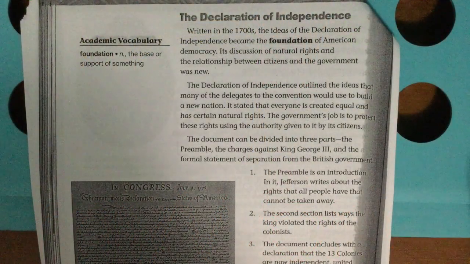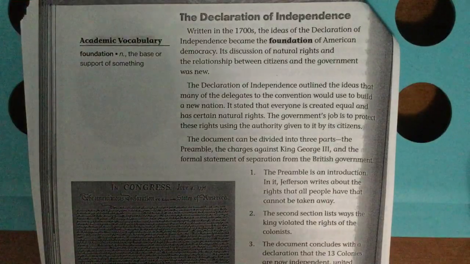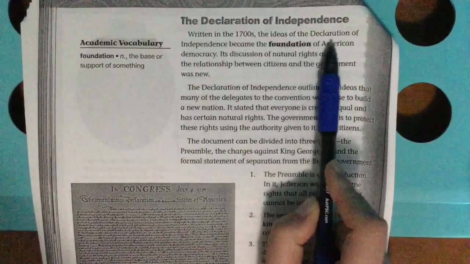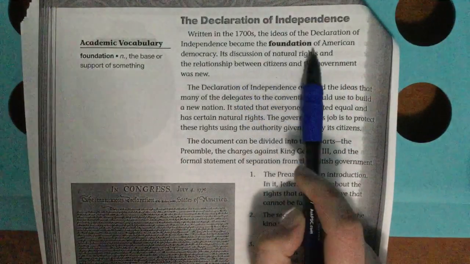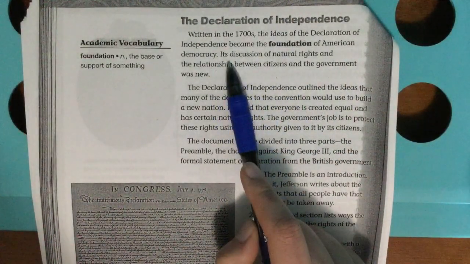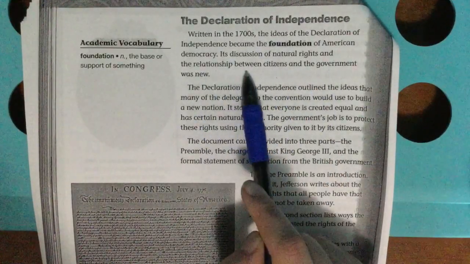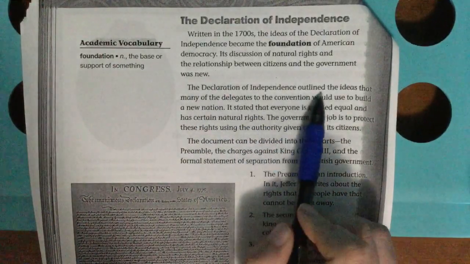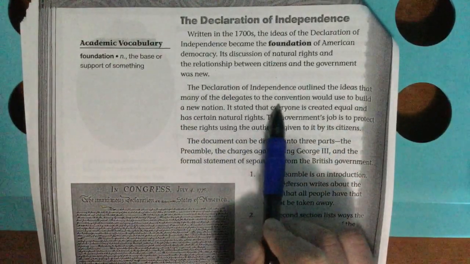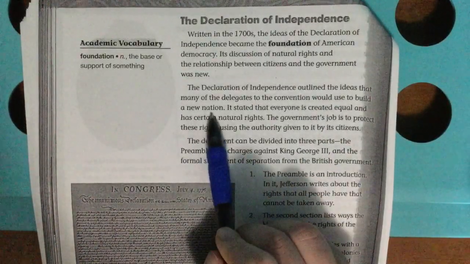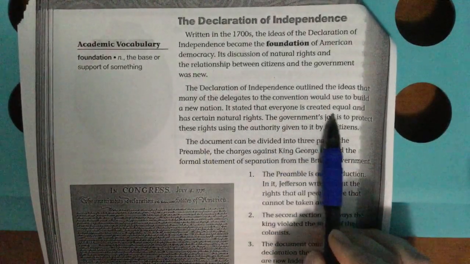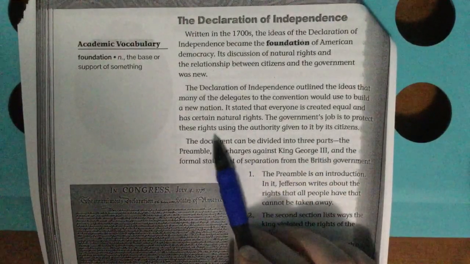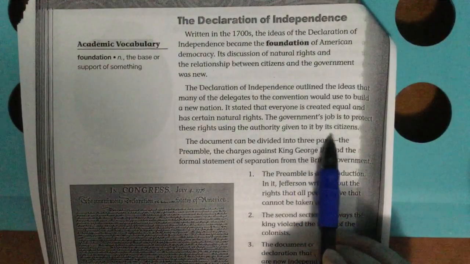Lesson 3, Part 2 is about the Declaration of Independence. It says, written in the 1700s, the ideas of the Declaration of Independence became the foundation of American democracy. Its discussion of natural rights and the relationship between citizens and the government was new. The Declaration of Independence outlined the ideas that many of the delegates to the convention would use to build a new nation. It stated that everyone is created equal and has certain natural rights. The government's job is to protect these rights using the authority given to it by its citizens.